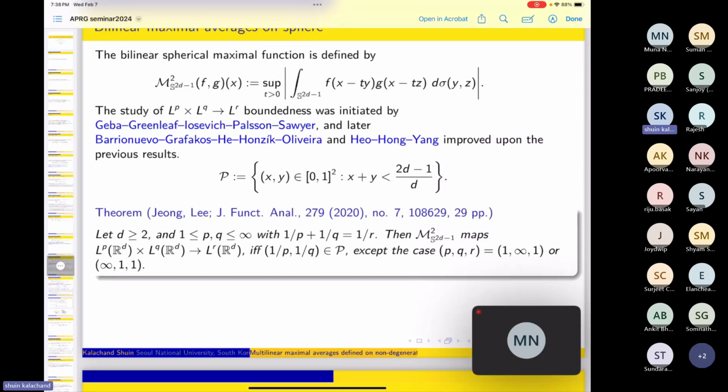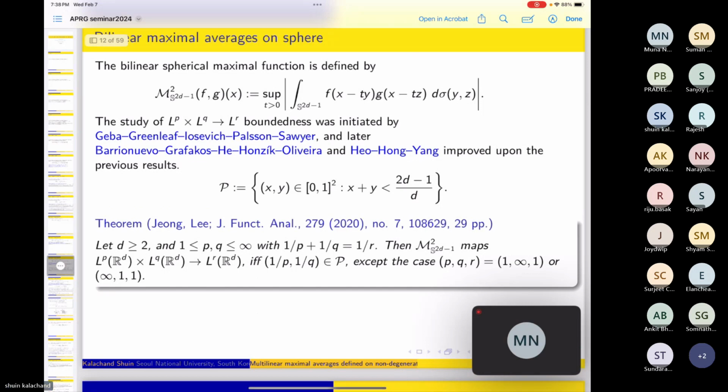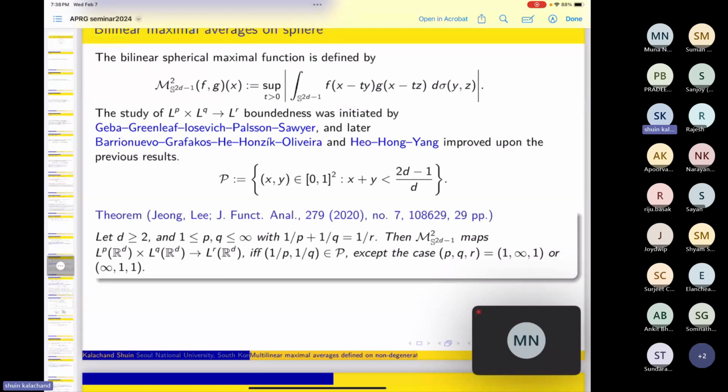So in order to state the result, I will consider this set P, a subset of the unit square, such that x plus y is less than this number. Then for dimension d greater than or equal to 2, they proved that for p, q, r satisfying the Holder relation, the bilinear spherical maximal function maps L^p times L^q to L^r if and only if (1/p, 1/q) belongs to this set P, except these endpoints when either p is 1 or q is 1. At these points, basically, they proved weak type estimates.